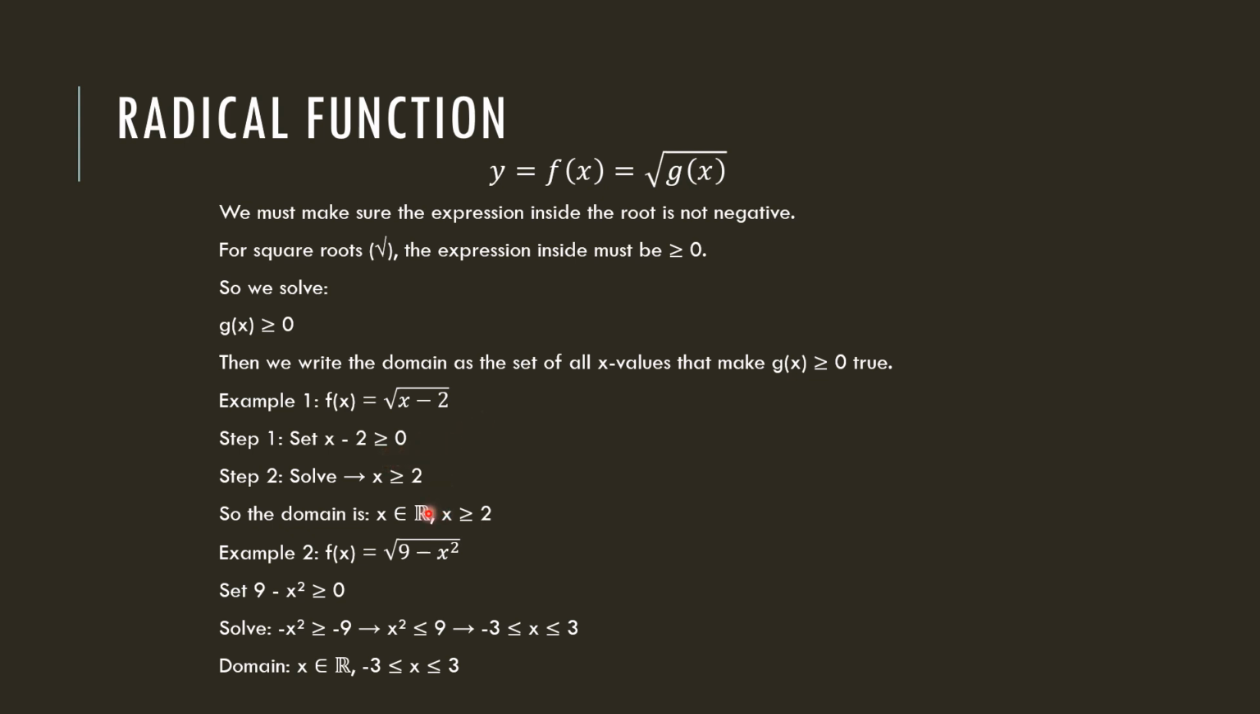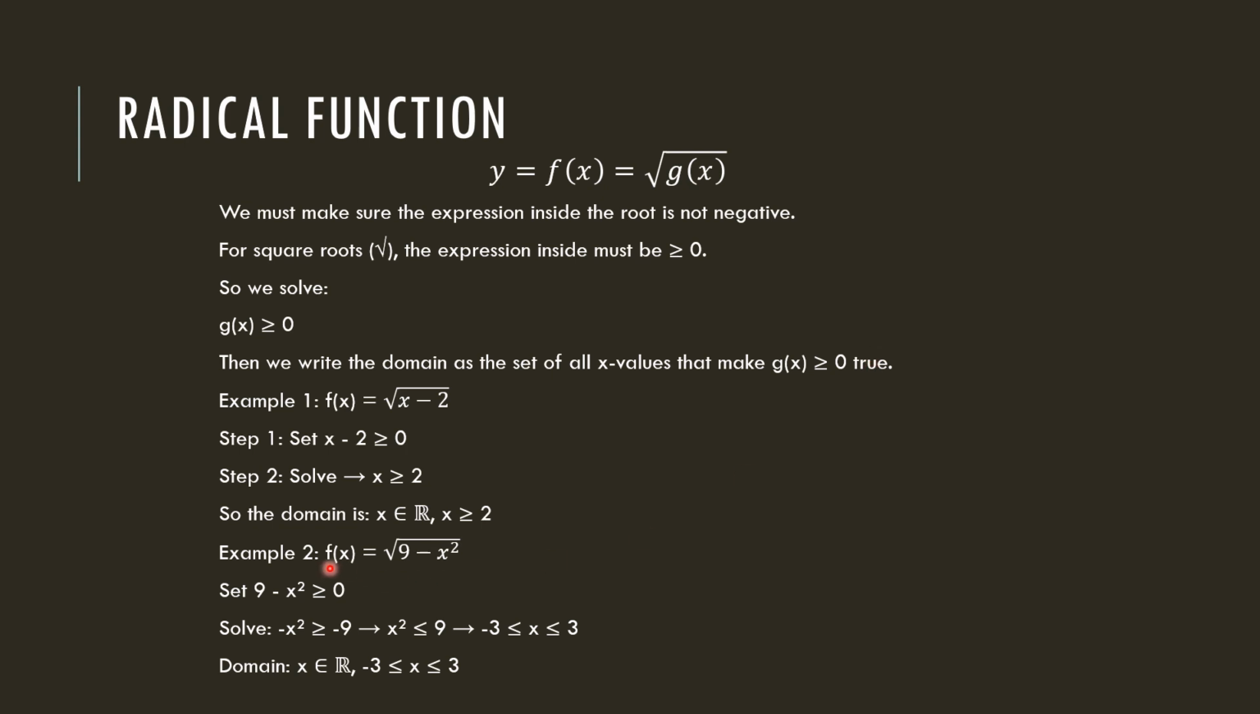So the domain will be such that this x, the input that you see, can be any real number. It is a member of the real numbers, and that real number is supposed to be greater than or equal to 2. That means from 2 and above in that particular range, because any number that is 2 and above will make x minus 2 greater than or equal to 0 true.